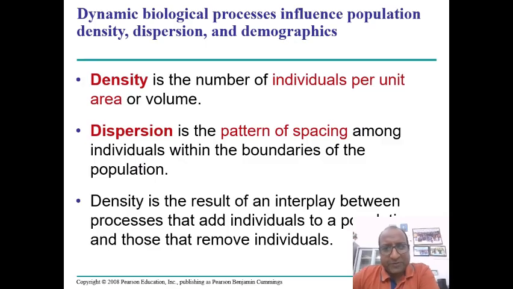Dispersion is the pattern of spacing among individuals within the boundary of the same population. Again, if there are 50 people in a classroom, whether they are sitting in a clump, like an aggregation, or they are sitting regularly on the benches, each bench having a certain number of people, that we call dispersion. The dispersion may be of different types: concentrated, diffuse, or regular. We will define it later on.